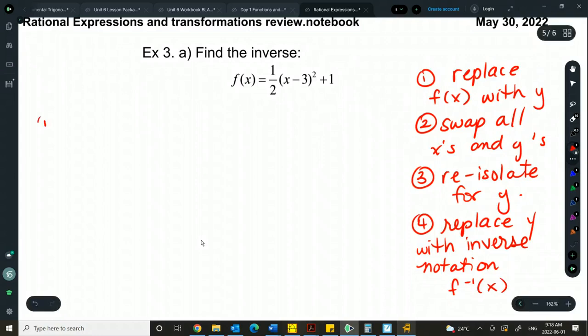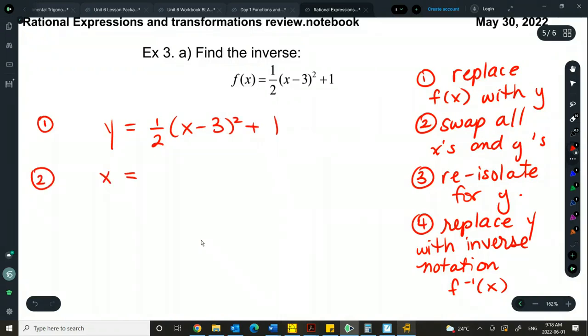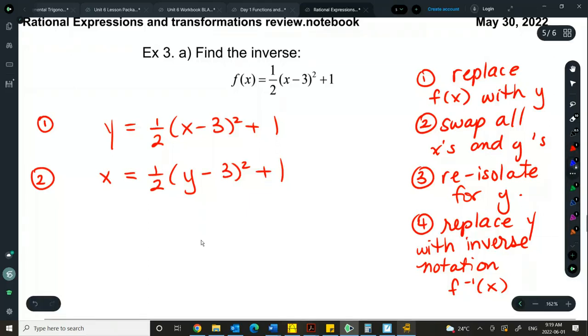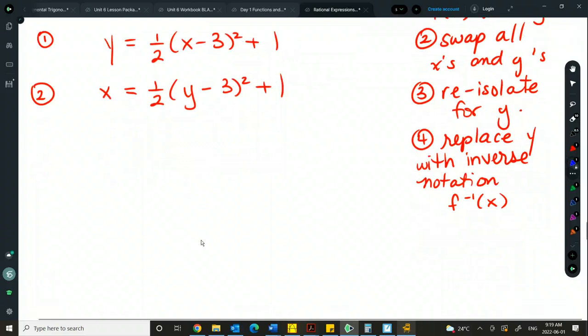Okay, so let's do the steps here. We're going to replace the function notation with y, as it says in the first step. We will swap the x's and y's. That's the second step. So wherever you see a y, replace it with an x. Wherever you see an x, replace it with a y. And then the big part here, which is like what you learned in grade 9, the algebra part, is we need to isolate for the y on one side. When you isolate, you must do BEDMAS in reverse.